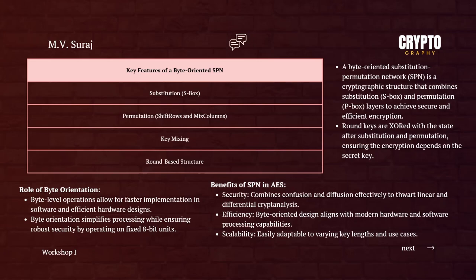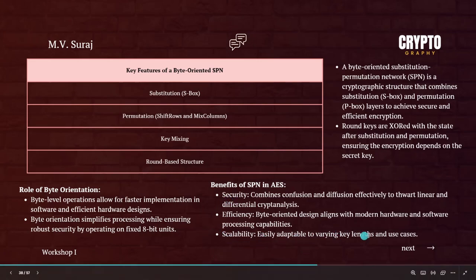Byte orientation simplifies processing while ensuring robust security by operating on fixed 8-bit units. Okay, then let's take a look at the benefits of SP in AES. Security: it combines confusion and diffusion effectively to thwart linear and differential cryptanalysis. Efficiency: byte-oriented design aligns with modern hardware and software processing capabilities. Scalability: easily adaptable to varying key lengths and use cases.